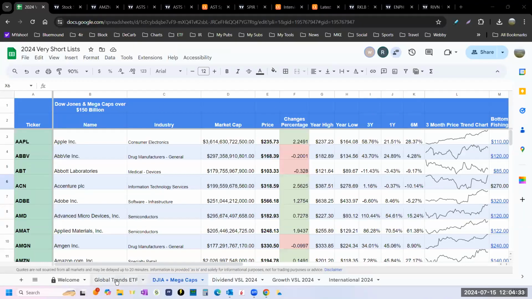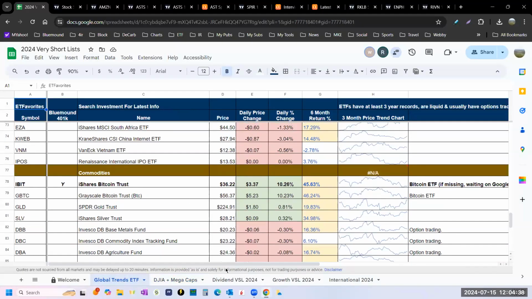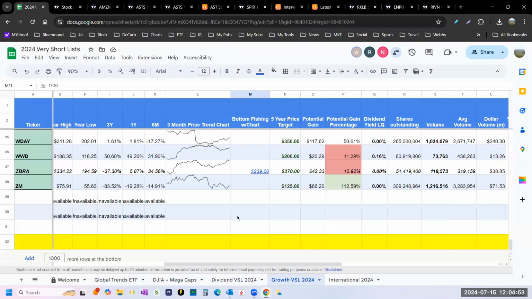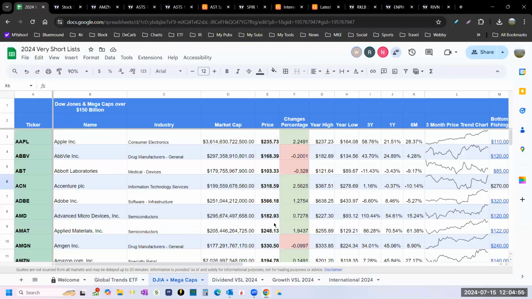And there are several lists, our ETFs. There's about 80 of them broken up into different types. And then there's our mega caps and Dow Jones stocks. You have the dividend list, which is about 70 deep. And we have the growth list, which is about almost 90 deep. And I have a couple of additions.